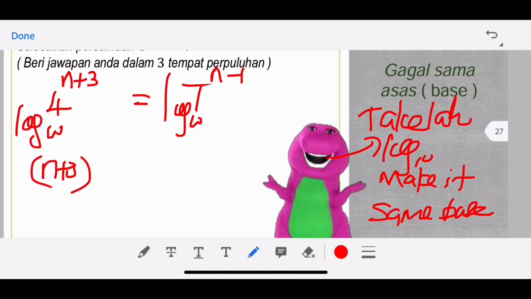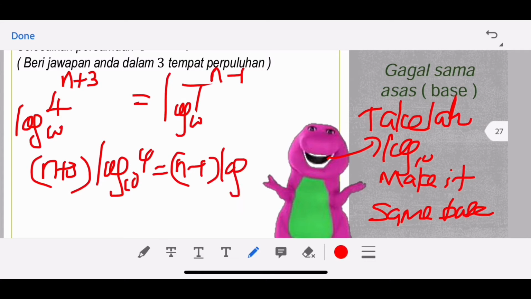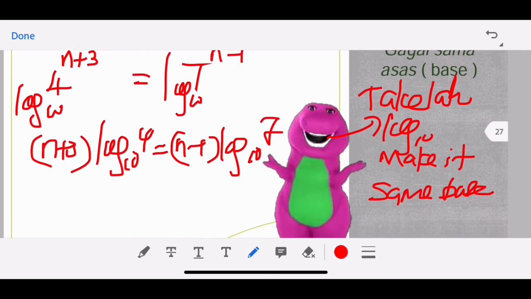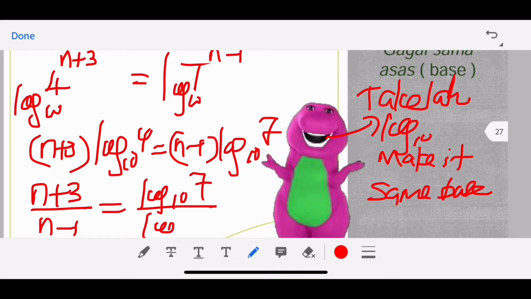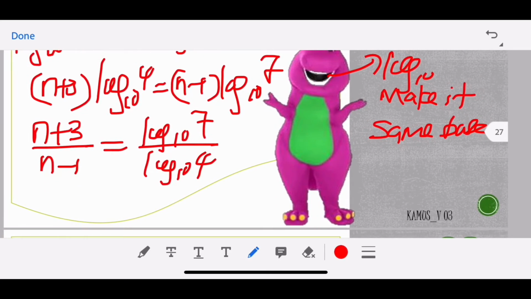So it becomes n plus 3 times log 10 of 4, which is a decimal number, and n minus 1 times log 10 of 7. The moment you take log, it becomes a decimal number, so you have to solve it carefully. Now you can cross multiply: n plus 3 over n minus 1 equal to log 10 of 7 over log 10 of 4, and then you simplify by pressing your calculator. I think just now we also had log 10 of 7 over log 10 of 4. So now you need to simplify carefully and make sure you round off accordingly.